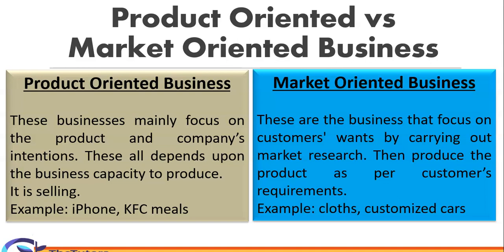These businesses mainly focus on the product and the company's intentions. They all depend upon the business capacity to produce. It's all selling. Whereas market-oriented businesses generally focus on customers' requirements, like what kind of color you like to wear, the design of your clothes. Just like when you go to a barber shop, you ask them to design your specialized beard and hair. Designs of jewelry, sometimes colors of customized cars. So there are many things. Why do they focus on this? Because they want to make money, and market oriented businesses make a lot of money because customers are happy with them.